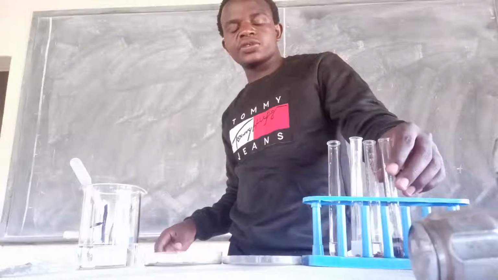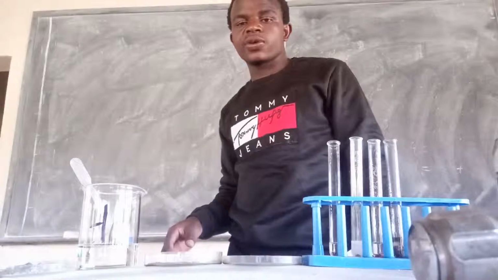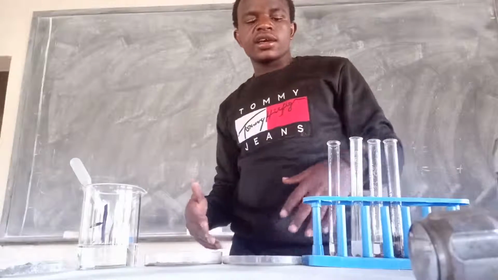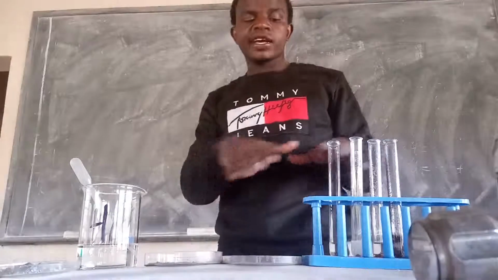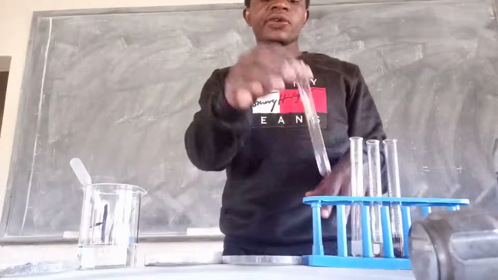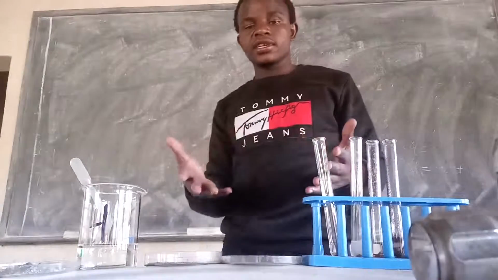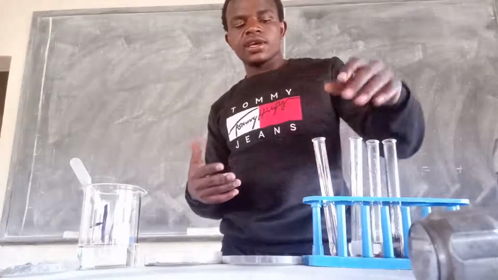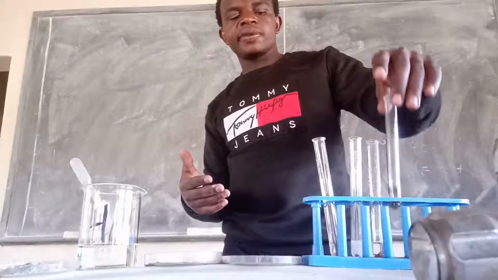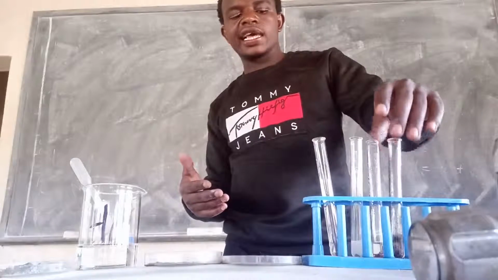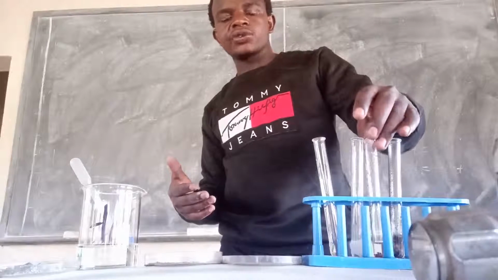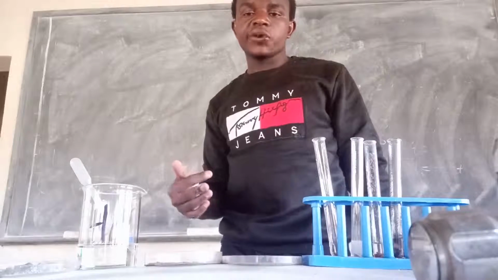So placing these metals according to their reactivity, I can say that magnesium is more reactive than the other 3 metals. Magnesium is more reactive according to this experiment, as you have seen for yourselves. Then the second metal is zinc. The third metal is iron, and the last metal is copper, although copper does not react with hydrochloric acid.